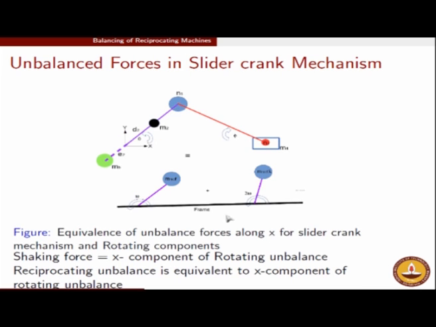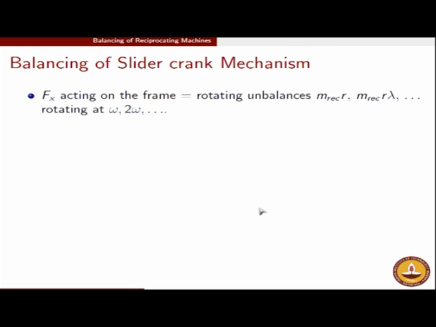Okay, so carrying on, what we have got at this stage is that this entire simplified representation of the IC engine mechanism is equivalent to two rotating unbalances, one which is m_rec r rotating at omega, and the other which is m_rec r lambda by 4, again I have missed out the factor by 4, which is rotating at 2 omega. So these are essentially the two unbalances that are present in my system, and this is what is hitting my frame. So in order to save this, what can I do?